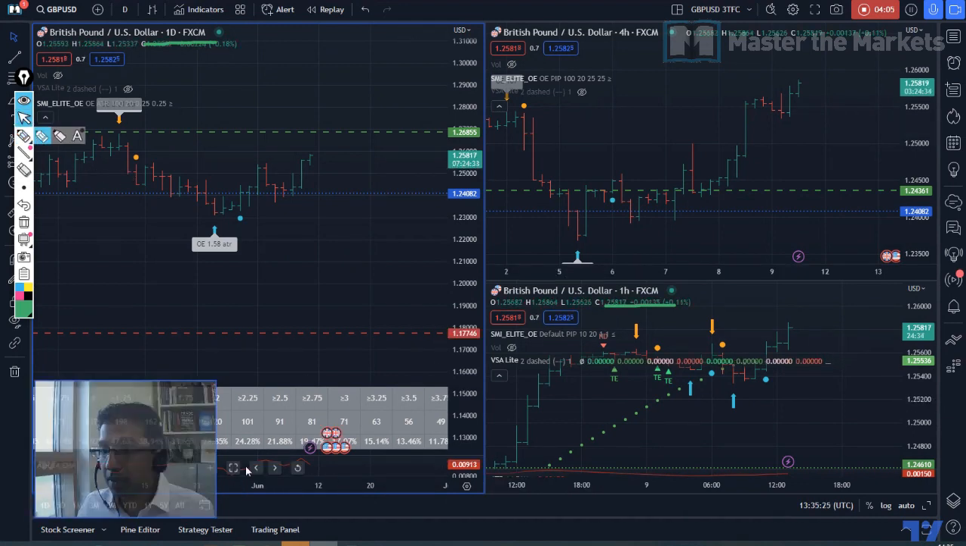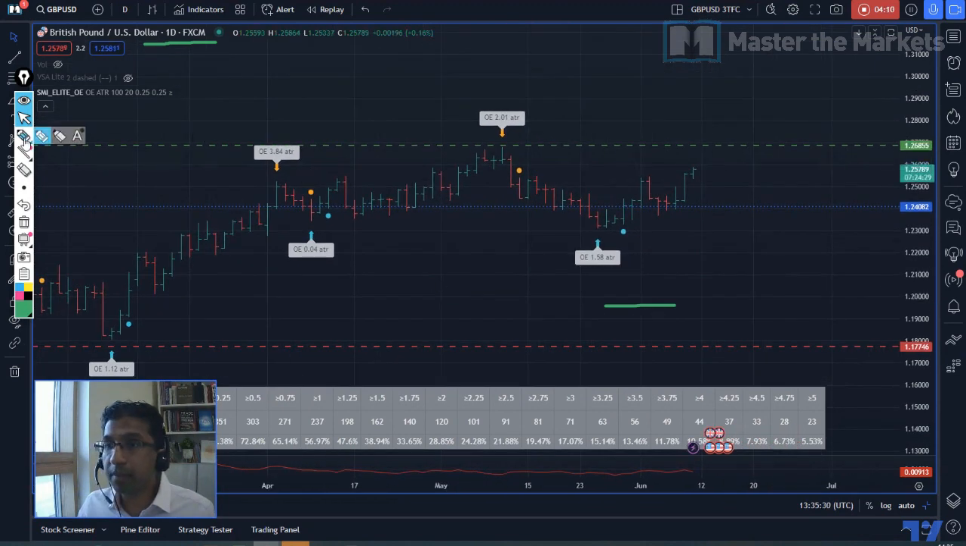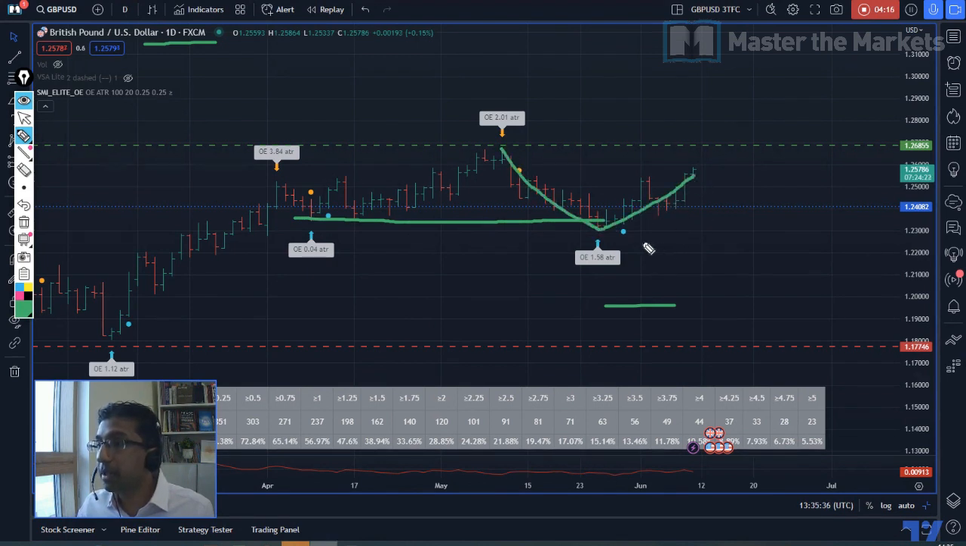Let me just zoom in over here, make the chart a bit bigger. Over here, what you can see is it did take out that price structural level. At this moment, it's actually a downtrend. But in the downtrend, this is a phase 2, right? So it's going against the trend. So this is what we call a bottom to top movement, right?